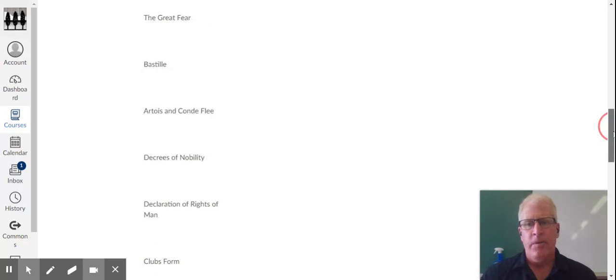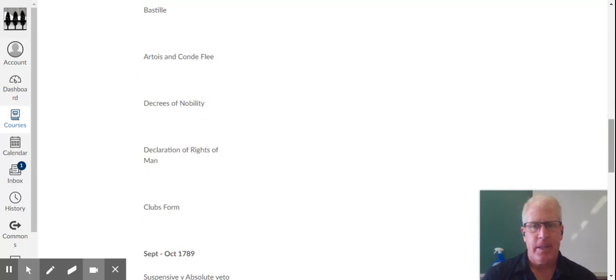Okay. Moving on, Artois and Condé flee. Artois and Condé were Louis XVI's brothers. And as you can imagine, when the brothers of the king flee, when the princes of France flee the country, they probably have a reason for doing that. Both of them fled to Austria, and both of them fled for a pretty significant reason. And that reason was that they believed that if there was a revolution, they wanted to have monarchs in waiting outside the country.